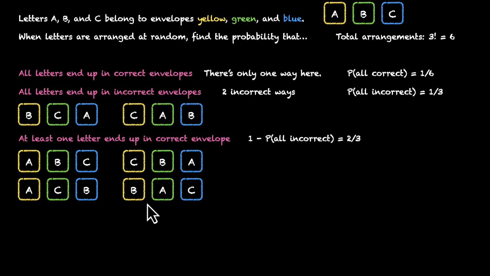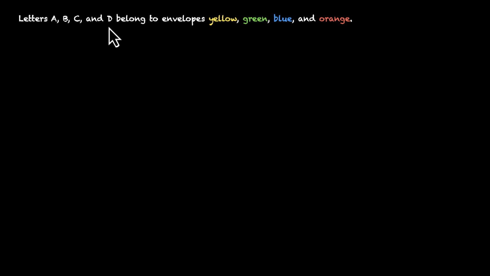And for the remaining 3, we have exactly 1 correct. Let's take this one step further. Let's have 4 letters and 4 envelopes. Letters A, B, C, and D belong to envelopes yellow, green, blue, and orange. A, B, C, and D. For our convenience, let's mark this as the first envelope. This is the second one, third one, and fourth one.